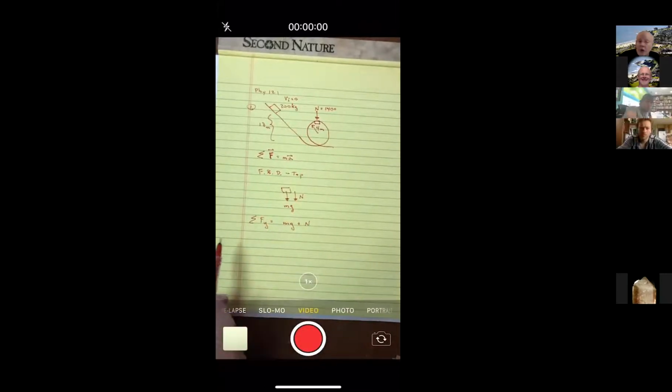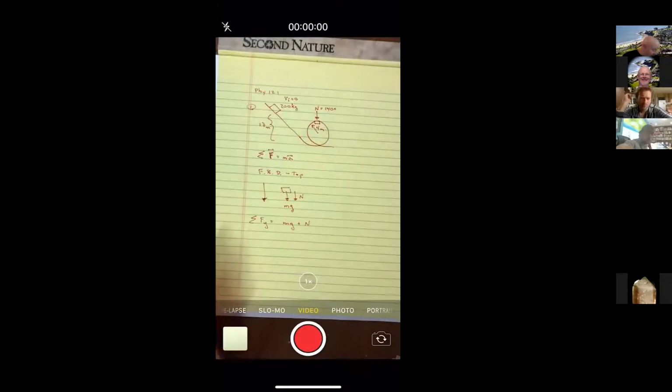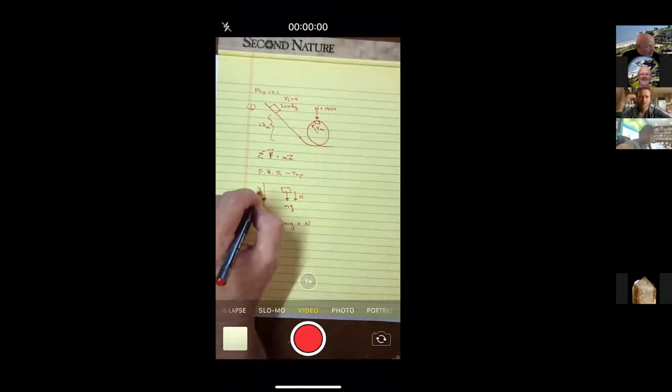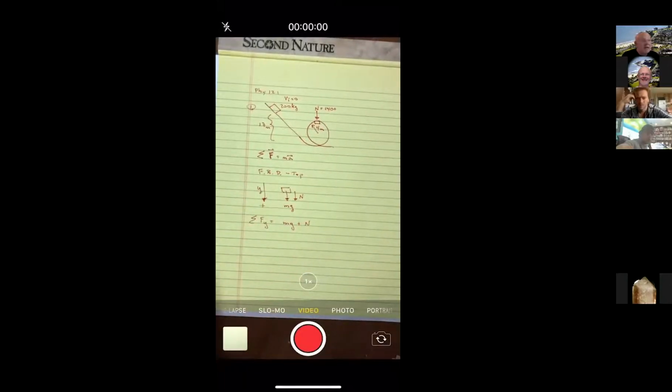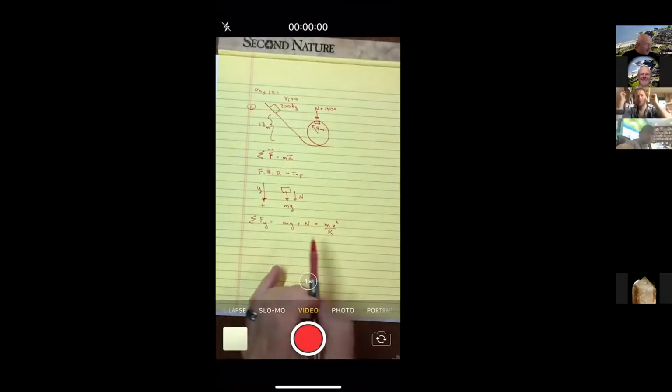And here you have a judgment call to make. Do you want to call down positive or do you want to call it negative? The traditional way is to call down negative, but since everything is down and it's just nicer to work with positive numbers, I'm going to say let's make a grid where down is positive. So I have a positive mg and a positive normal force, and that has to equal then mv squared over r. That is, again, the part from the circular motion of chapter 6.